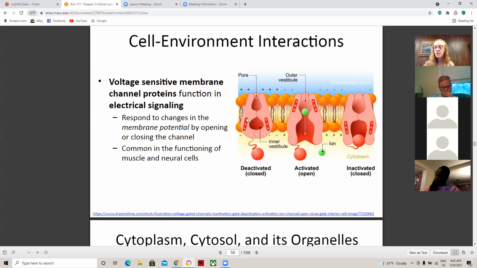These membrane sensitive channels are common in the functioning of muscle and neural cells. So not this next chapter, which is on bone, but the following chapter till the end of the semester, we will spend a lot of time talking about muscle and neural cells. And these are key when it comes to the function of muscle and neural cells.